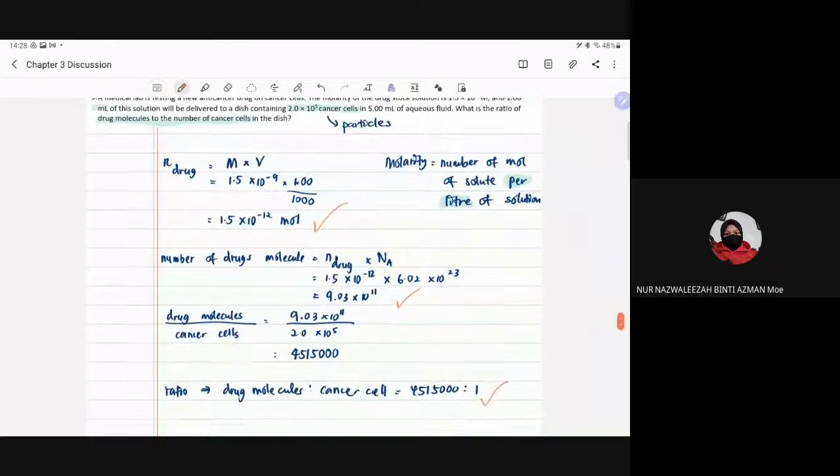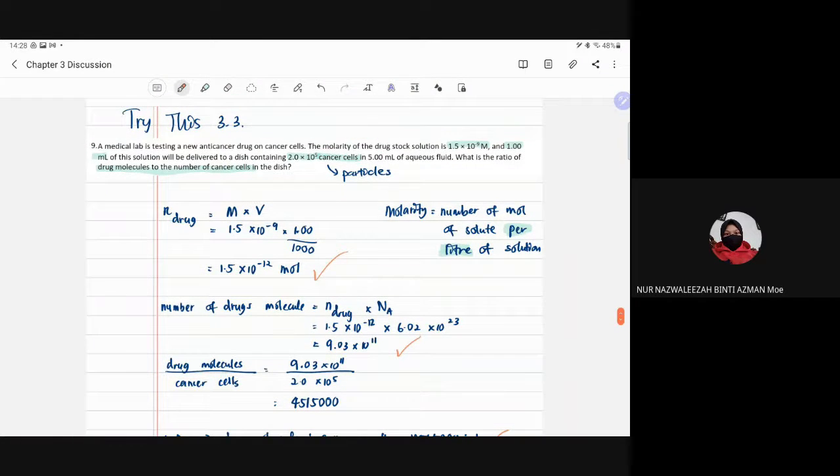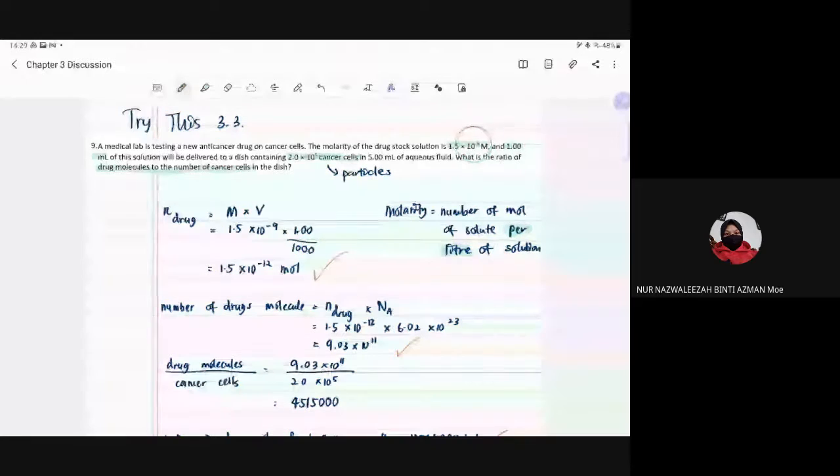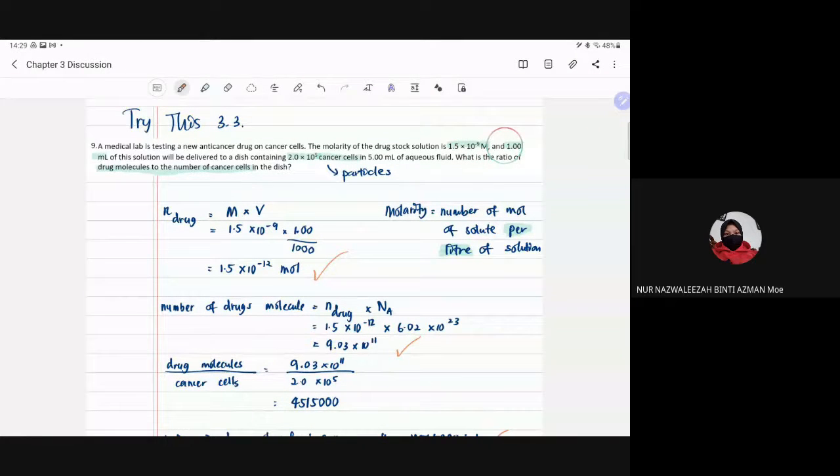Okay. So saya ulang lagi sekali. So soalan ni dia bagi tahu, dia ada larutan. Dalam larutan tu kepekatan dia 1.5 kali 10 negatif 9 molar. 1.5 times 10 to the negative 9 molar. Dan amount dia, volume dia adalah 1 ml. Kemudian, apa yang dia buat? Dia masukkan dekat dalam bekas, dalam piring yang ada 2 kali 10 kuasa 5 cancer cells. Okay? Dan cancer cells ni dia ada dekat dalam 5 ml larutan lah.